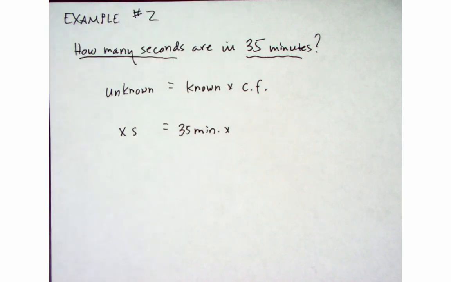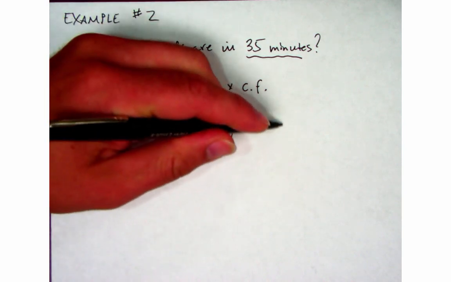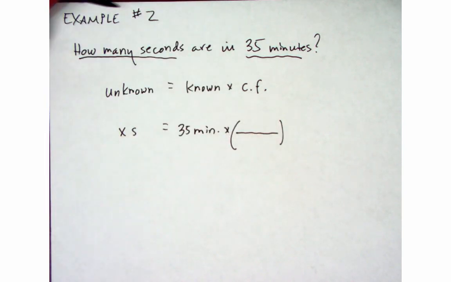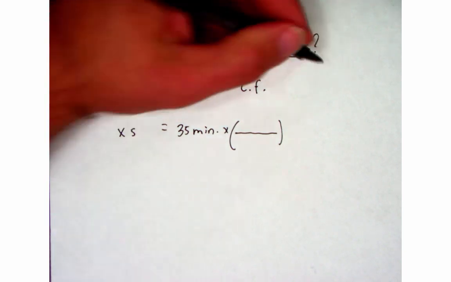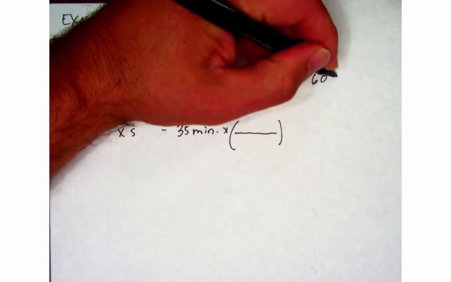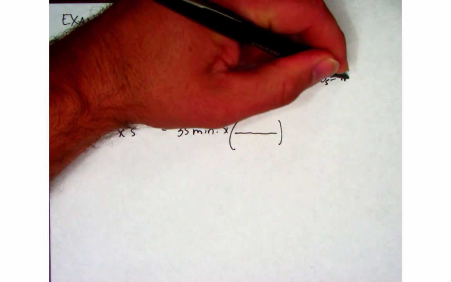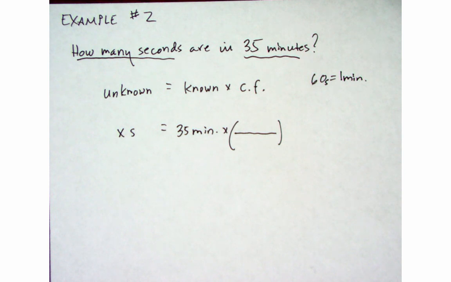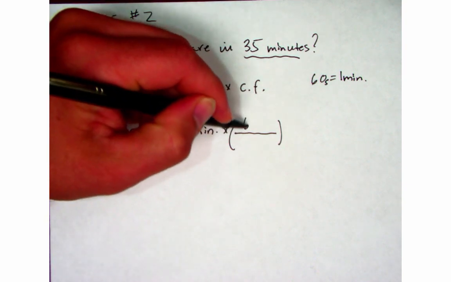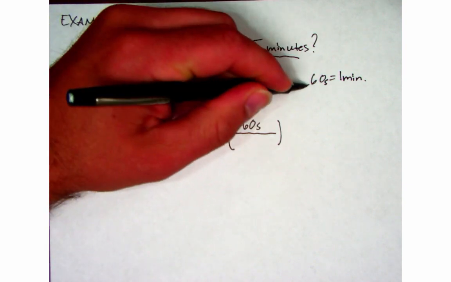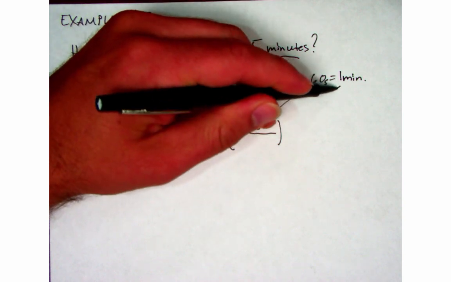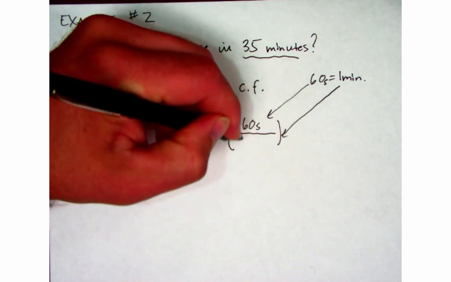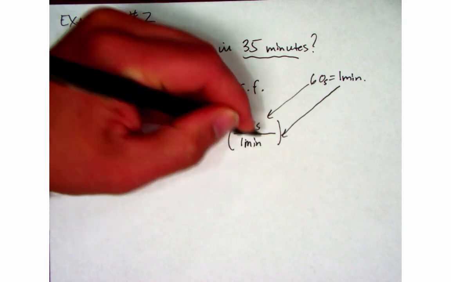And now I need a conversion factor. So I could look this up, but I think most people know that 60 seconds equals 1 minute. So these are the values that are going to go in my conversion factor. Now again, the one I want, seconds, is what's going to go on the top. So that's going to be 60 seconds right here. And what I want to get rid of are minutes. They're going to go on the bottom. 1 minute right here.